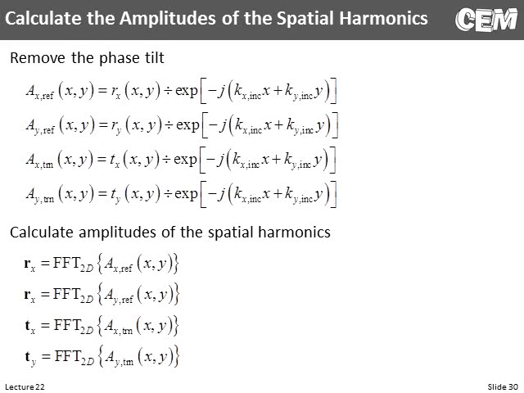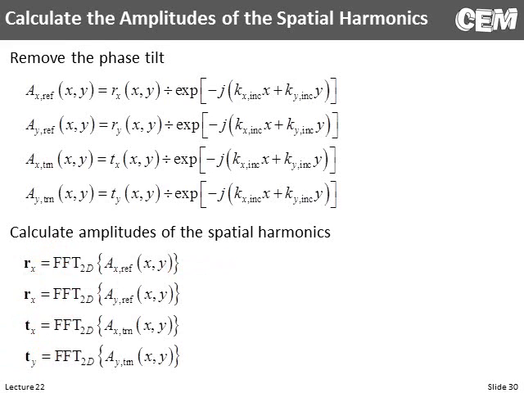From there, remember we have this phase tilt because we're in real space. We have to remove the phase tilt so that we have only the amplitude portion of the fields in the XY plane. And we did this when we did finite difference frequency domain. Once we have these amplitudes, we can Fourier transform them exactly how we did for finite difference frequency domain.